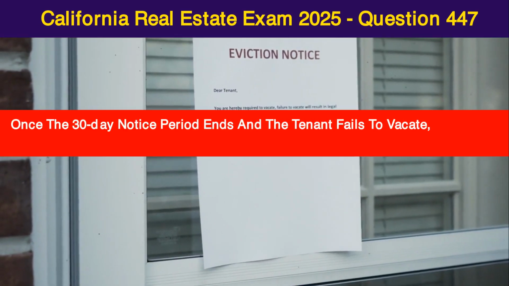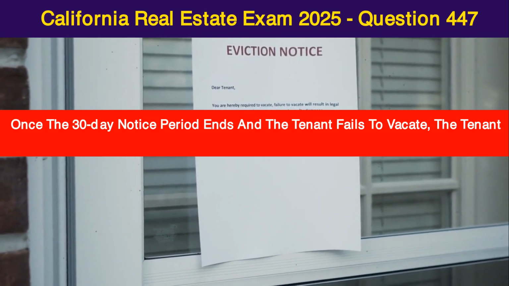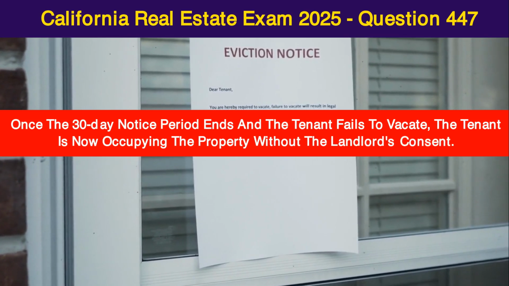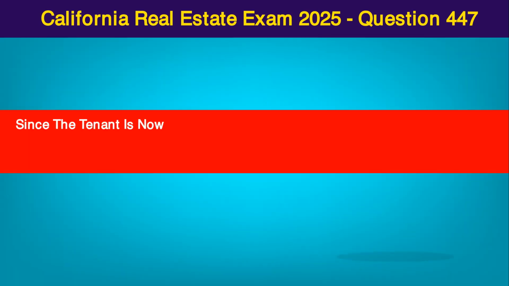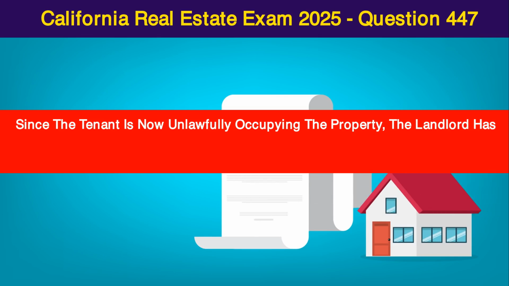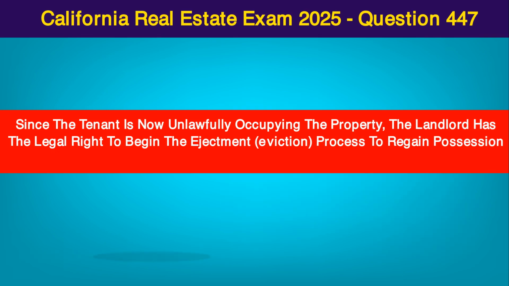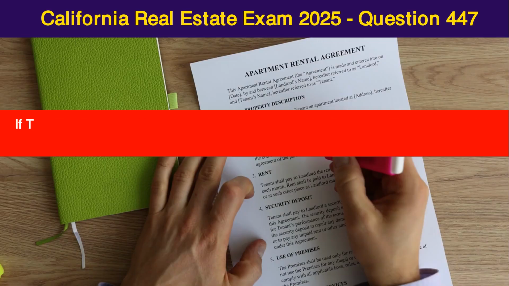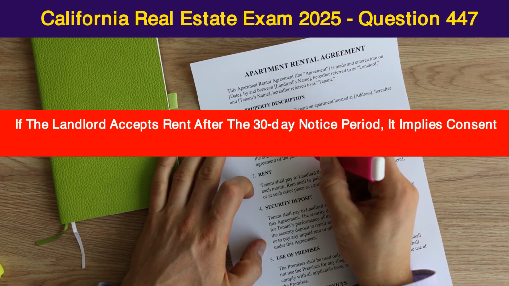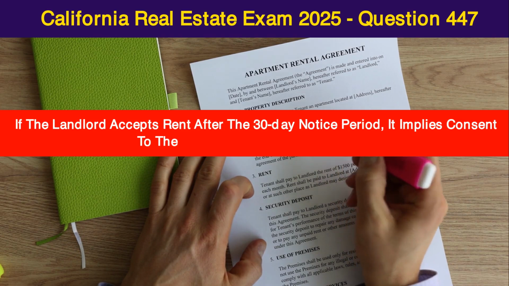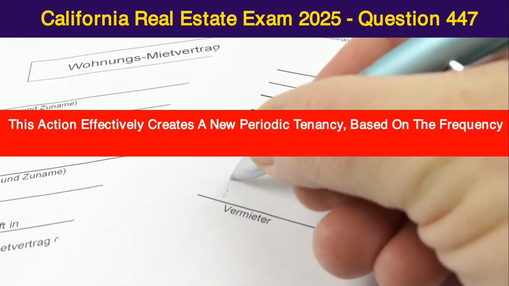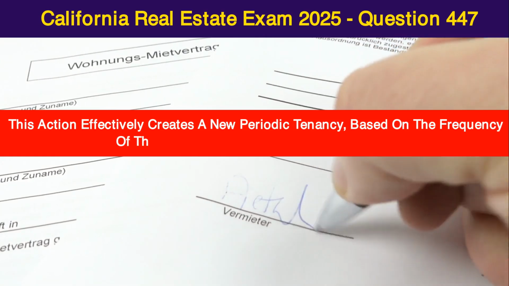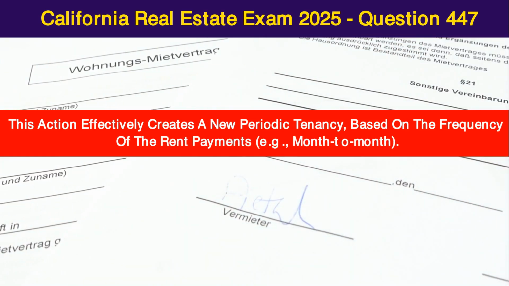Once the 30-day notice period ends and the tenant fails to vacate, the tenant is now occupying the property without the landlord's consent. This creates a tenancy at sufferance. Since the tenant is now unlawfully occupying the property, the landlord has the legal right to begin the ejectment, eviction, process to regain possession of the property. If the landlord accepts rent after the 30-day notice period, it implies consent to the tenant's continued occupancy. This action effectively creates a new periodic tenancy, based on the frequency of the rent payments, e.g., month to month.